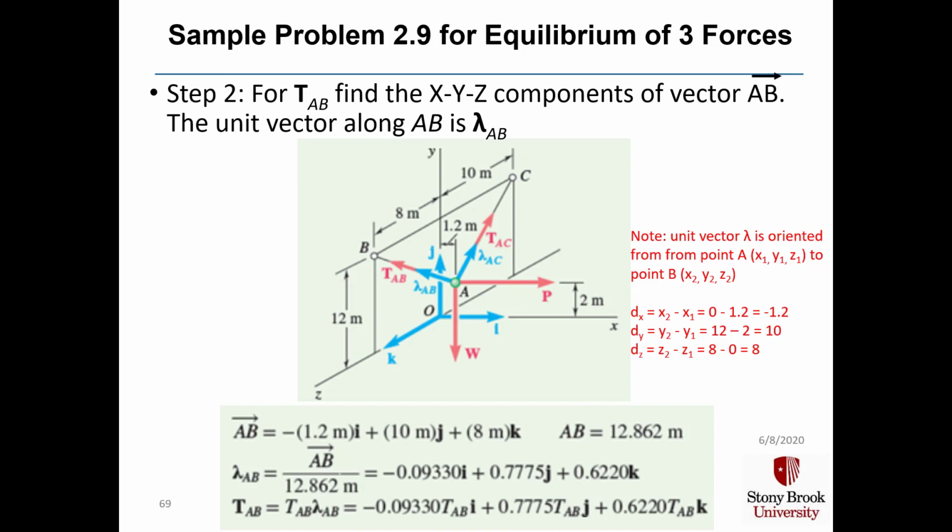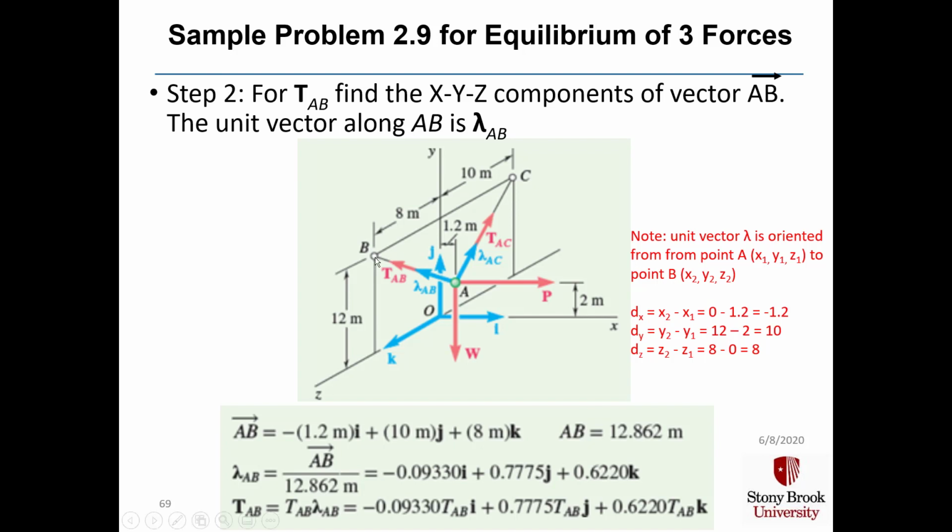For vector TAB, we first need to find the x, y, and z components of vector AB, where the unit vector along AB is lambda sub AB. And once again, we have to be careful how we define dx, dy, and dz. Because unit vector lambda points towards B, B is the coordinate expressed by x2, y2, and z2, and point A is the coordinate expressed by x1, y1, and z1. dx equals x2 minus x1.